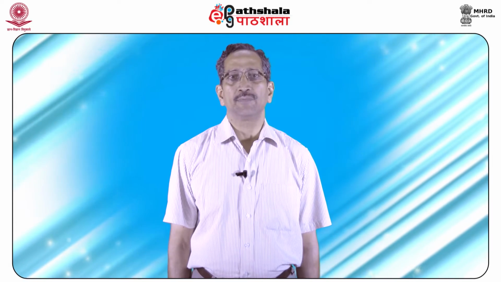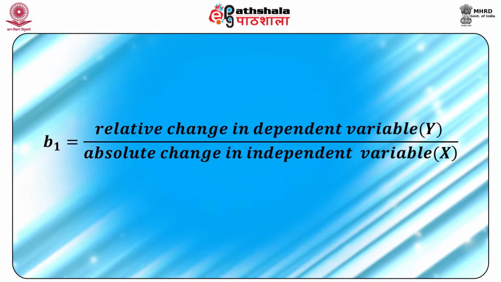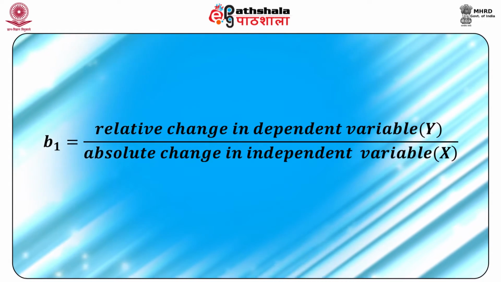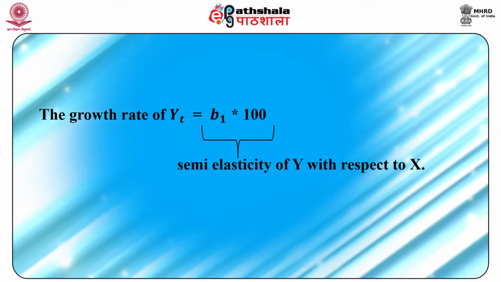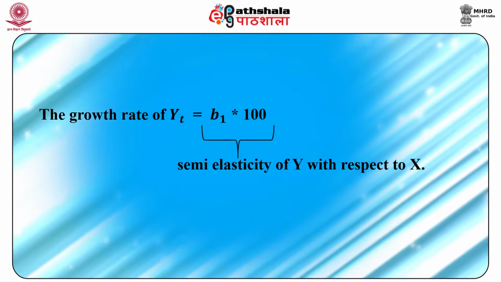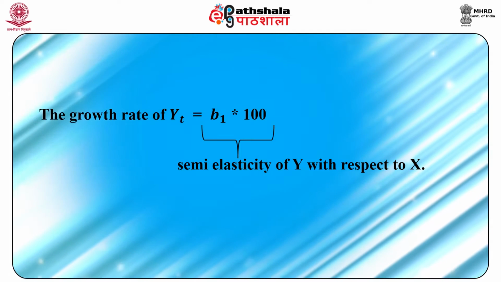In the log-lin model, the slope coefficient measures the relative change in the dependent variable for a given absolute change in the value of the independent variable. Hence, b1 can be defined to be equal to relative change in dependent variable y upon absolute change in independent variable x. Now, the growth rate of yt can be obtained by multiplying b1 by 100.